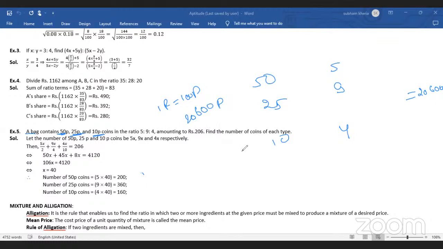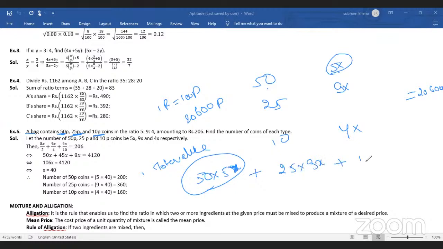Now it is saying find the number of coins of each type. First, what do I know? Let the ratio be 5x, 9x, and 4x. The basic thing that I know. Now, if there are 5x coins of 50 paise, what is the total amount of 50 paise? 50 into 5x. Did all of you understand this so far? Total value of 50 paise will be 50, the value of one coin, into the number of coins. Is it clear till here? Yes or no?